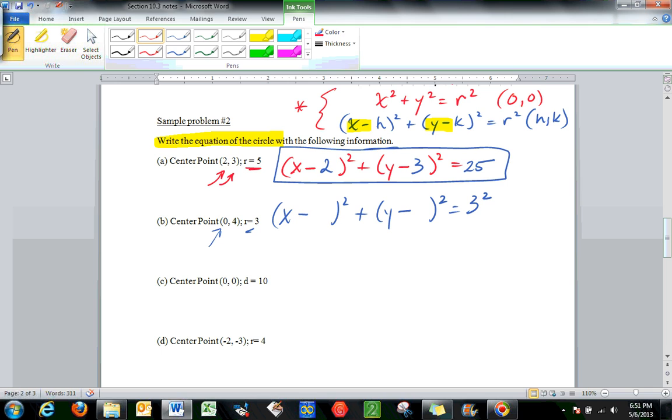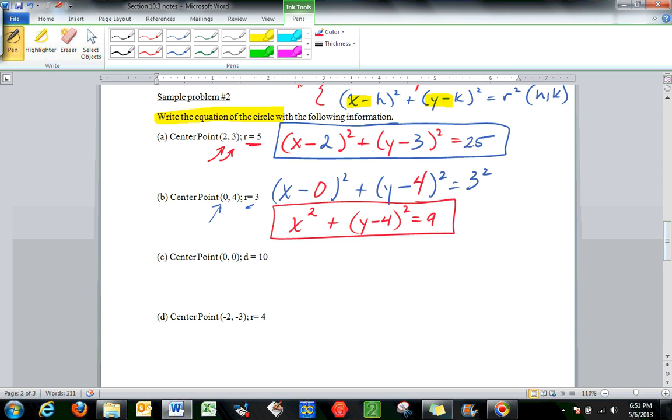Now my h just happens to be 0 and my k is a 4. This is going to lead us to condensing this. Anytime we have x minus 0, we do not have to write the 0, so this is simply x squared. We keep the (y minus 4) squared the way it is, and we condense 3 squared into 9, and that is the equation of our given circle.